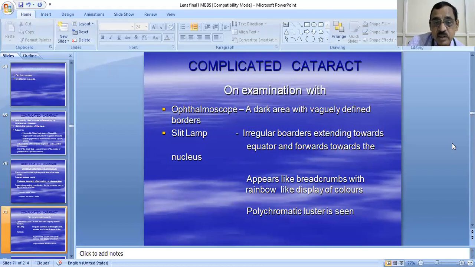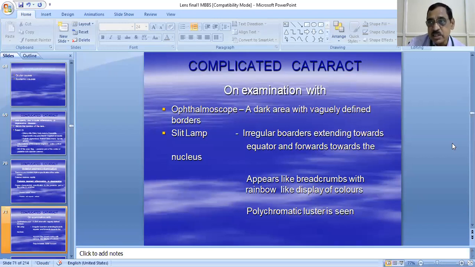the fundal background. And on slit lamp biomicroscopy, irregular borders of the lenticular opacity extending towards the equator and also forwards towards the nucleus will be seen. It appears like a breadcrumb with a rainbow-like display of colors, and polychromatic luster will also be seen in complicated cataracts. So the two characteristic features of complicated cataract are, one, breadcrumb appearance, and second, polychromatic luster.